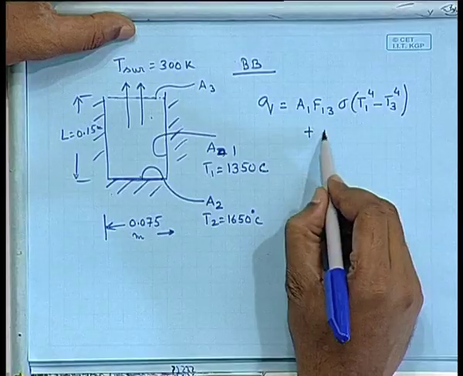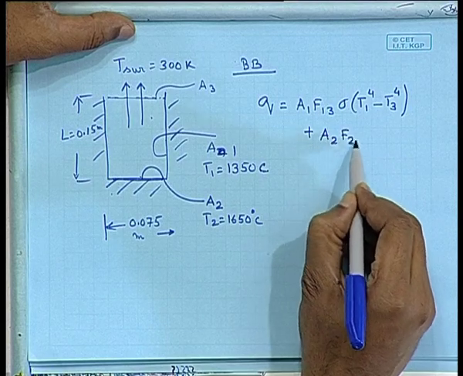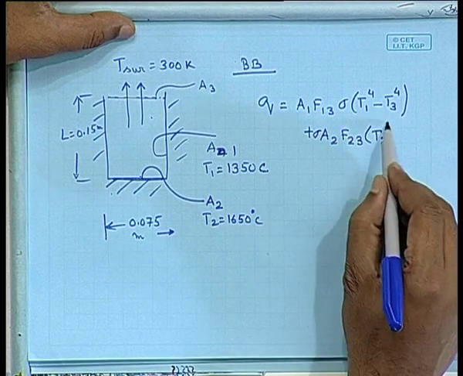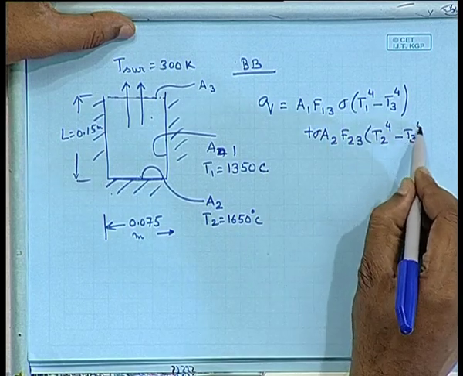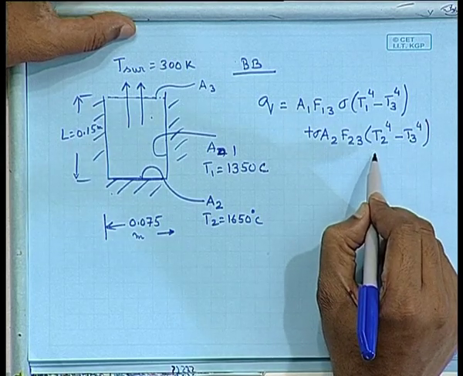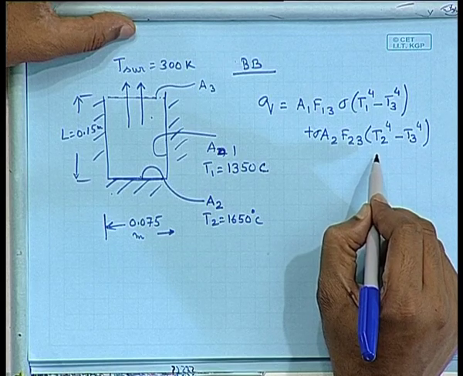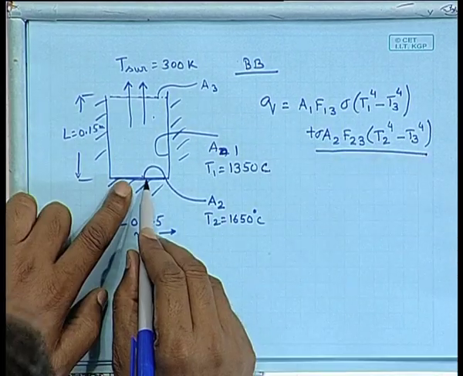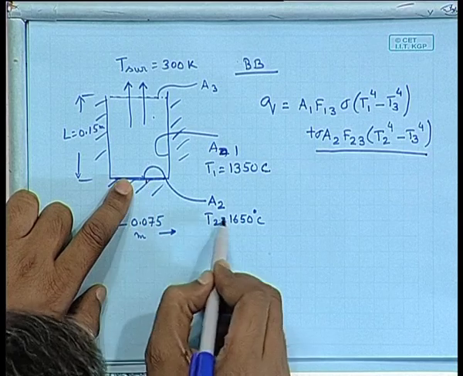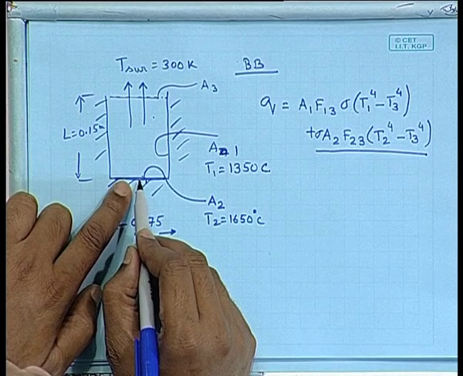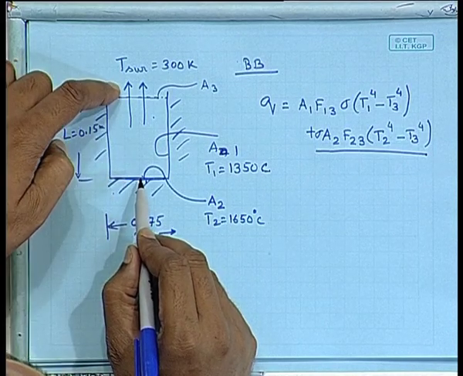The second one is A2 F23 sigma, T2 to the power 4 minus T3 to the power 4. So, that is the net amount of heat you have to supply at 2 because of its interaction with surface 3. The significance of this one: the net amount of heat you have to supply to 2, since its temperature is more than 300, because of its radiative interaction with surface 3.